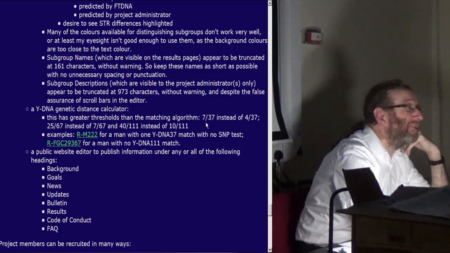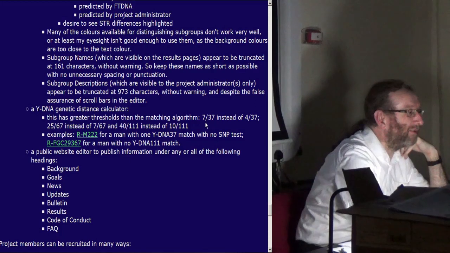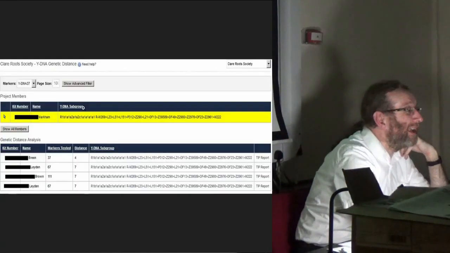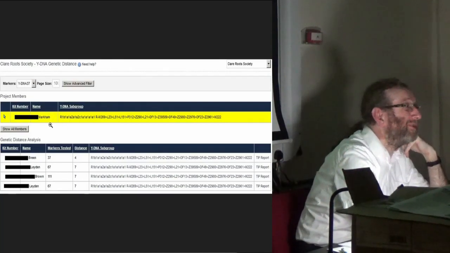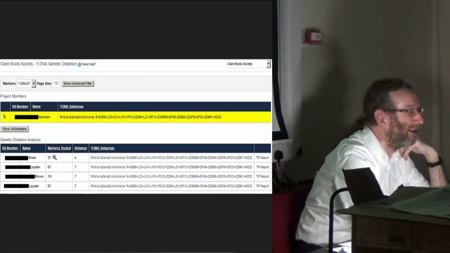The project administrator can see people out to 7 out of 37, and that's a big help sometimes in working out relationships that are just outside the standard threshold. So here's a guy I was able to identify as being Niall of the Nine Hostages recently. He has only one match. His name is Markham. He's recruited lots of other Markhams to do autosomal DNA, and eventually I convinced him we've got to do Y DNA as well. So he's done it, but not the other Markhams.